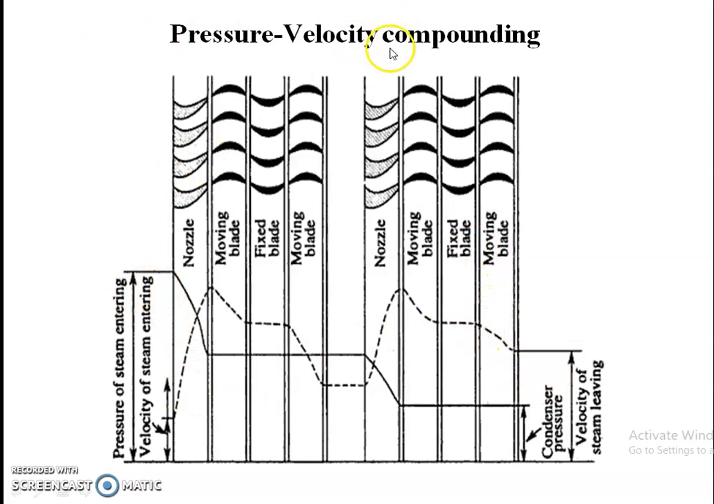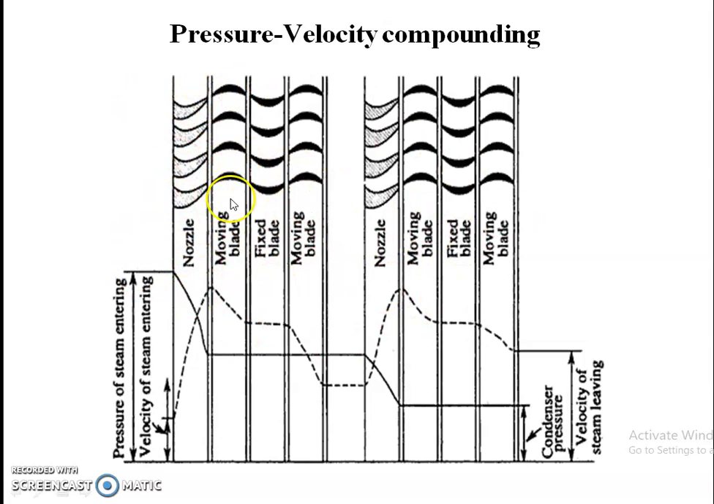With this pressure velocity compounding turbine, there is no change in the major output, but the ultimate aim is to reduce the speed of the turbine. It is mainly used for power generation.